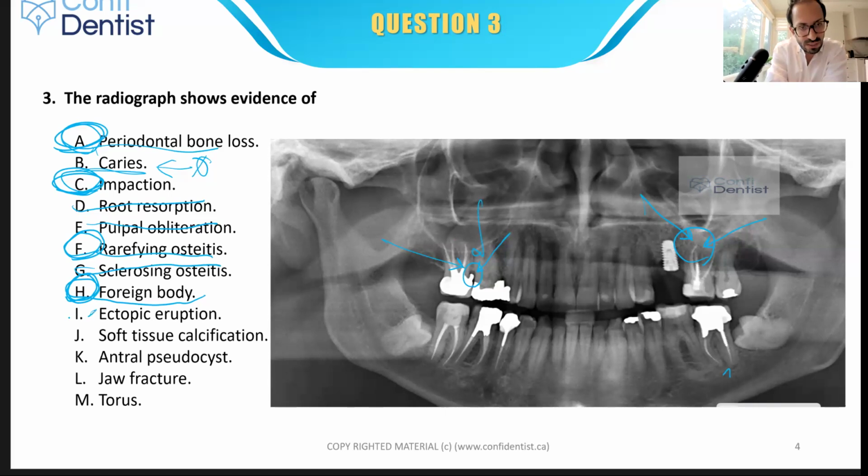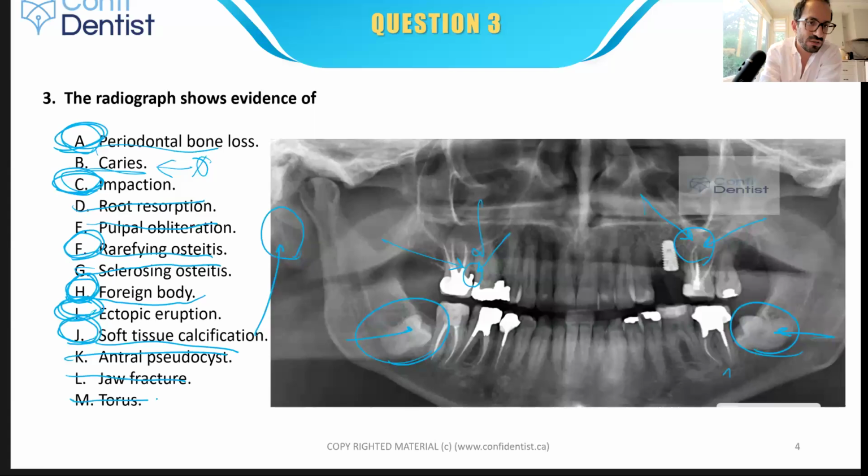Ectopic eruption, absolutely. These two are erupting ectopically. Okay. Soft tissue calcification. Yes, again, borderline, but I can see some evidence of calcified stylohyoid ligament. No antral pseudocyst, no jaw fracture, and no torus.